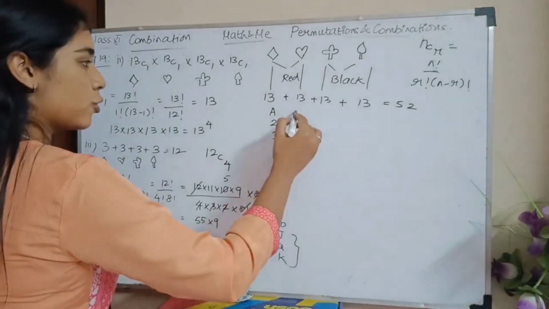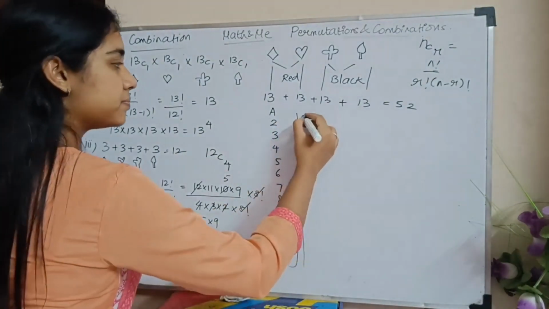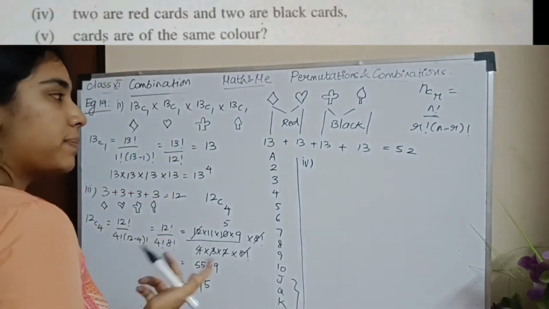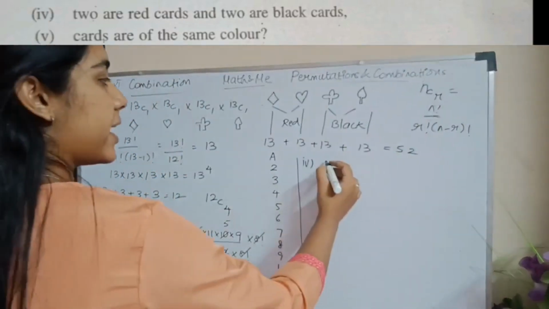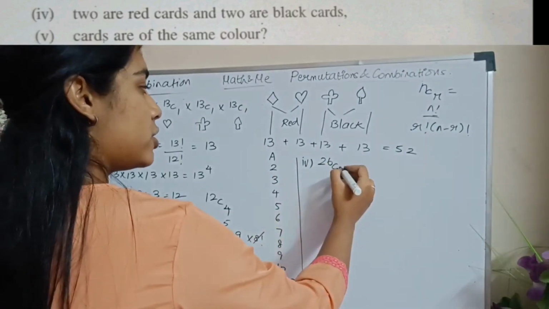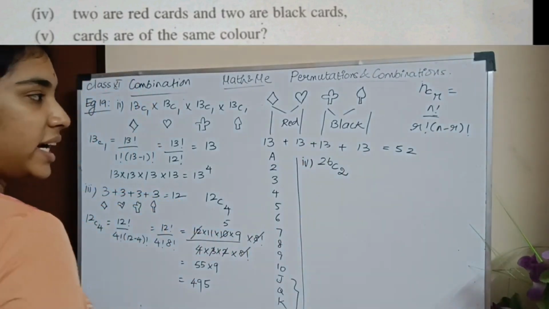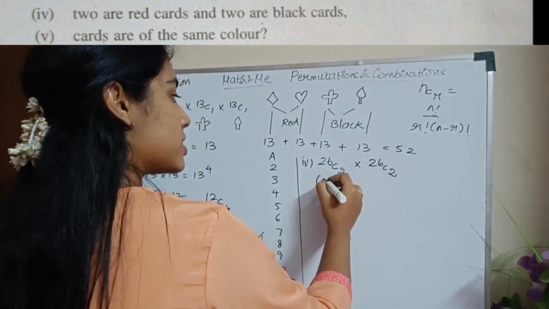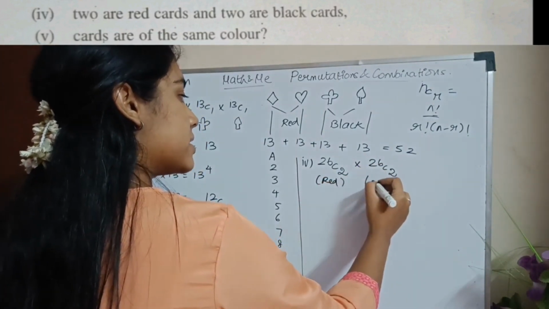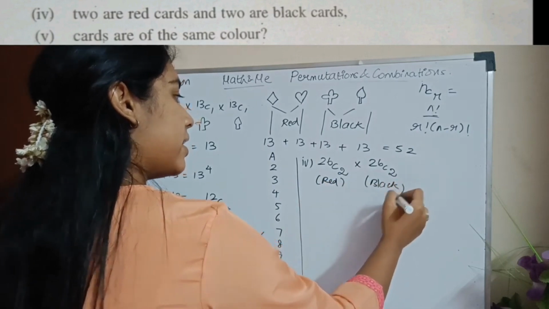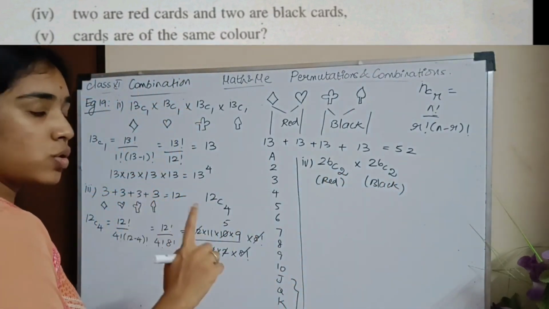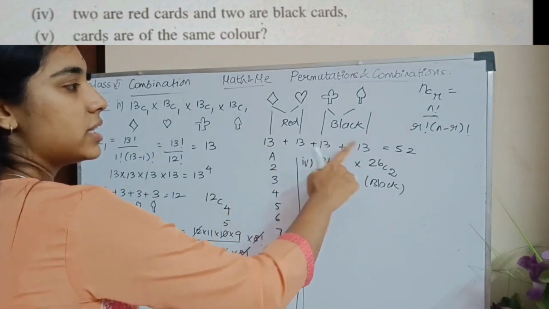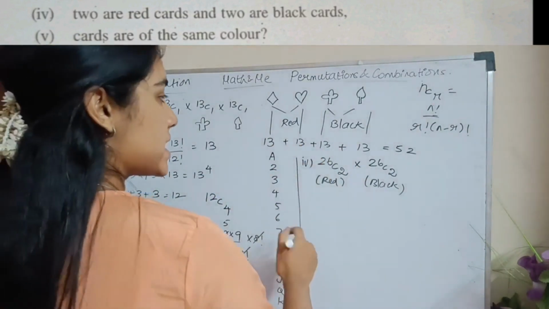Okay. Subsection 4. I'll write it down here. 2 are red cards and 2 are black cards. So how many red cards do I have? 26 cards. I need to choose 2 from the red and I need to choose 2 from the black. So this will be red and this will be black. So I have 2 cards from my red and 2 cards from my black. In total, how many red are there? 13 plus 13, black 13 plus 13. Okay. So what is 26C2?